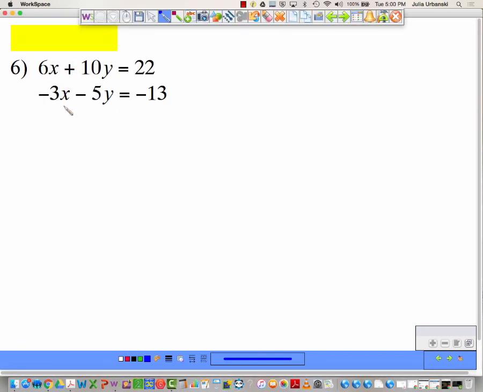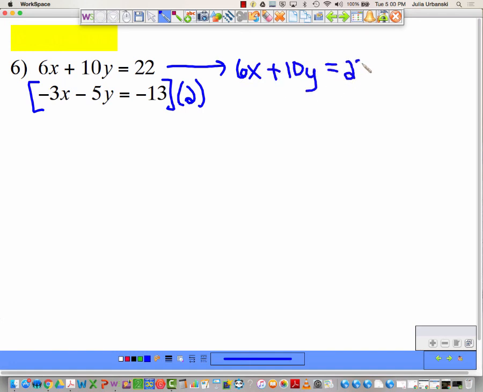Number 6, let's try to make the y's cancel this time. I'm going to try to turn the bottom one into negative 10 to cancel with the positive 10. So the bottom equation I'm going to multiply by 2 because negative 5 times 2 would make the negative 10 that I want. So I'm going to leave the top alone. And that's going to be 6x plus 10y equals 22. But for the bottom, distribute that 2. 2 times negative 3x makes negative 6x. And then 2 times negative 5 makes negative 10y. And then 2 times negative 13 makes negative 26.